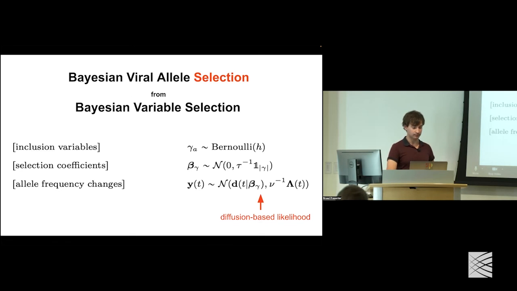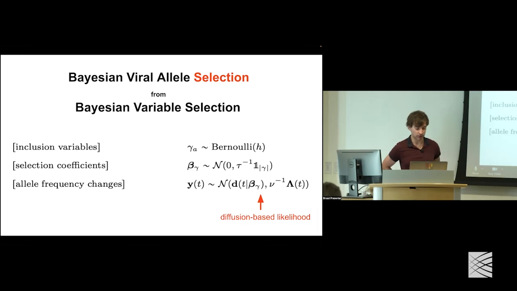And so the way this model ends up being formulated is, at least at a high level, pretty simple. We have a capital A dimensional vector of Bernoulli latent variables, where each of these Bernoulli latent variables explicitly controls whether or not a given allele is neutral or not. If gamma A is 1 for a particular allele, then that means that it's not neutral. And so we will include it in our model, and we will draw a selection coefficient for that particular allele. And then that selection coefficient will end up in our likelihood.